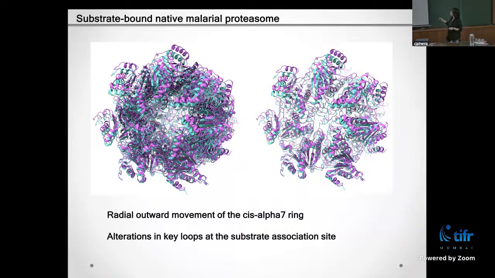So we see significant shifts in the way that the loops move outwards, and the central region where the substrate is actually supposed to bind changes its conformation quite significantly, because this is something which is actively chewing up substrate. However, we could not say what the substrate is because of the variation in terms of resolution.